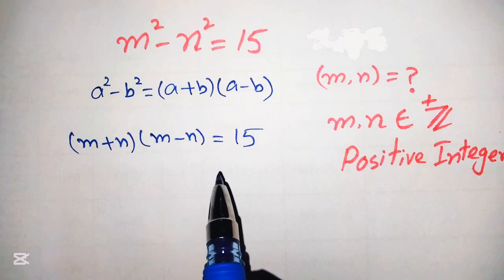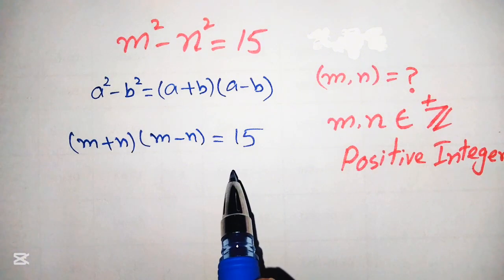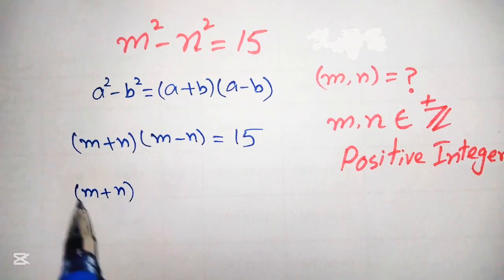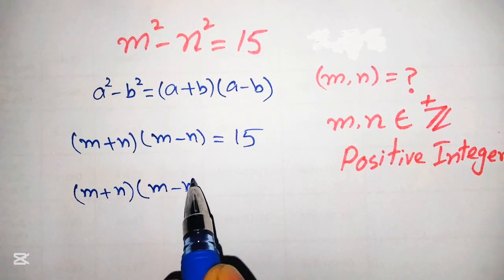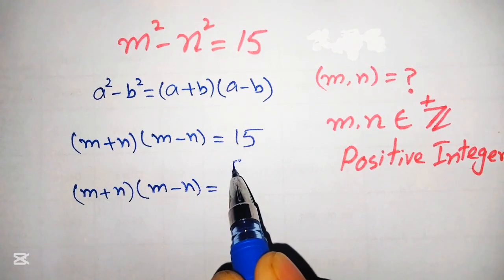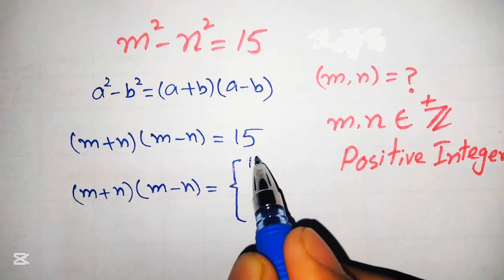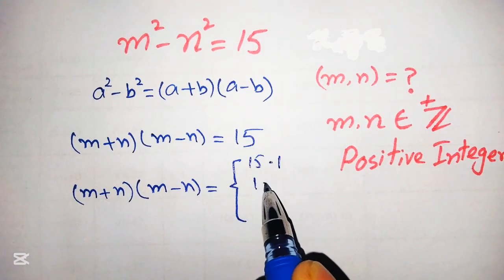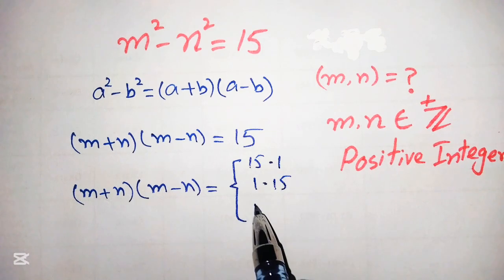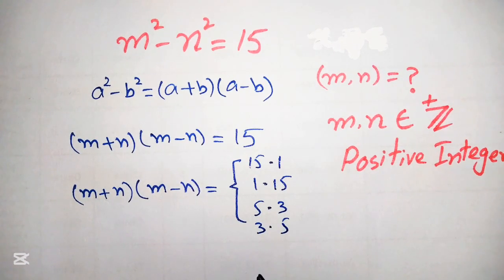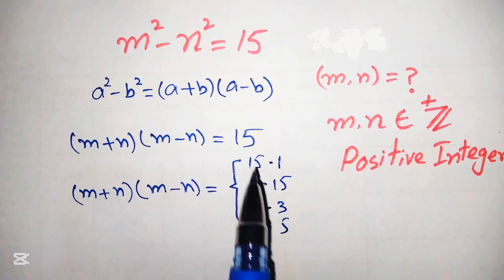Now we will make all possible factor pairs of 15. m plus n times m minus n is equal to all possible pairs of 15, which are 15 times 1, 1 times 15, 5 times 3 and 3 times 5. So these are all the possible factor pairs for 15.